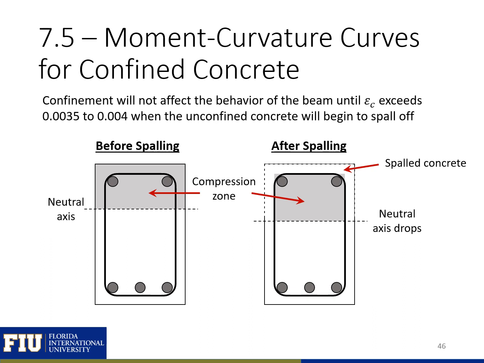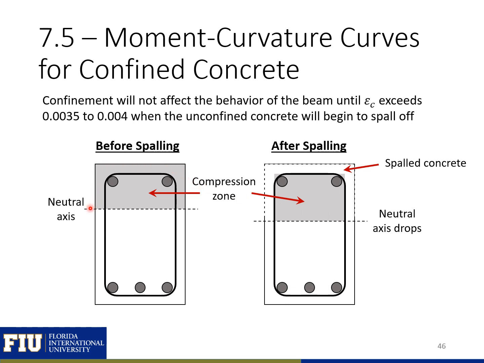Next, we're going to look at how confinement will affect our moment curvature behavior. We can see that our confinement is not going to impact our behavior until our epsilon c exceeds the value when our unconfined concrete begins to spall off. We can remember that our confinement is only going to affect the effectively confined concrete, so all the other concrete is going to spall off.